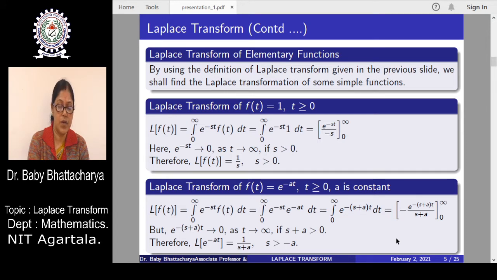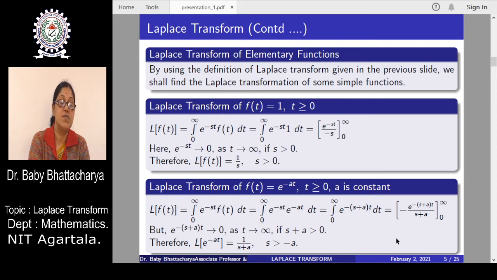Now let us move to another function, in the form of an exponential function, that is, f(t) is given as e to the power minus at, where small t is greater than or equal to 0, and we are considering a as a constant. So our objective is to find the Laplace transformation of this function f(t) equals e to the power minus at. Again we apply the definition: the Laplace transformation of f(t) is the integration from 0 to infinity of e to the power minus st f(t) dt, which equals the integration from 0 to infinity of e to the power minus st, with f(t) replaced by e to the power minus at, with respect to t, dt.